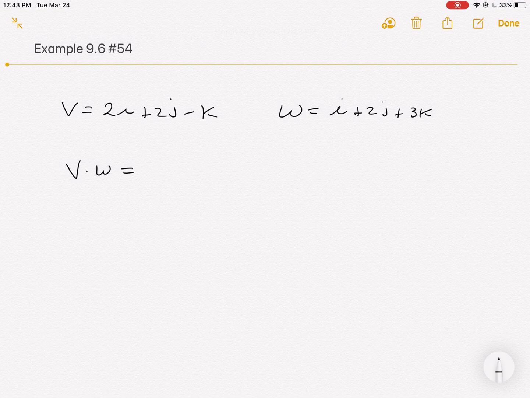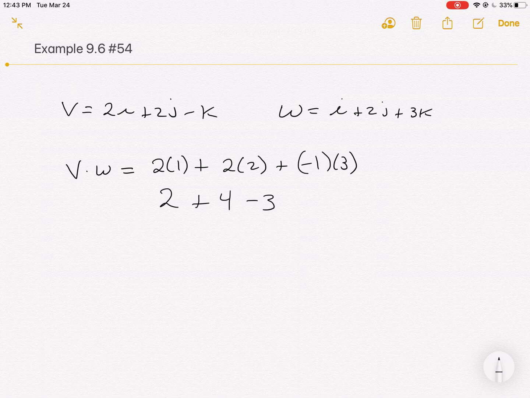Well, no problem. We know that all you do to find the dot product is multiply the i coefficients together, multiply the j coefficients together, and multiply the k coefficients together, and add them up. And so what do we get out of this process? We get 2 plus 4 minus 3. And so we get 6 minus 3 for 3. That is what the dot product is.